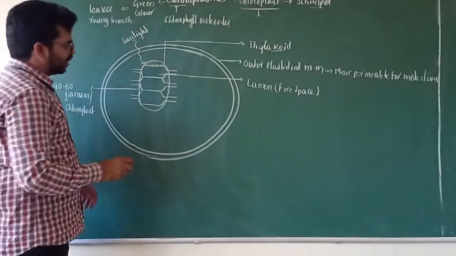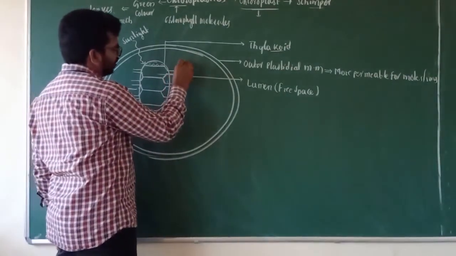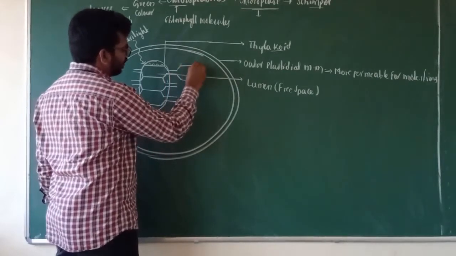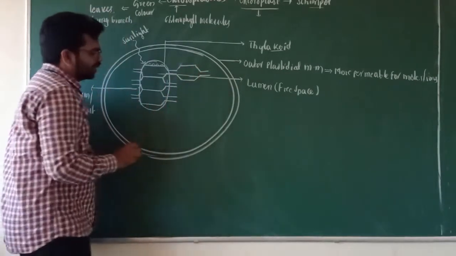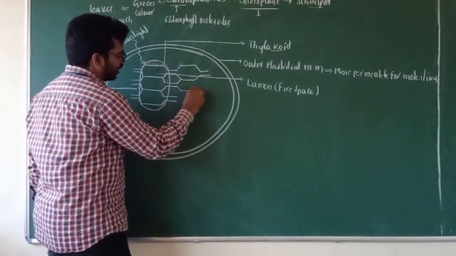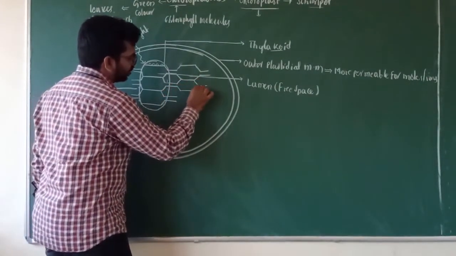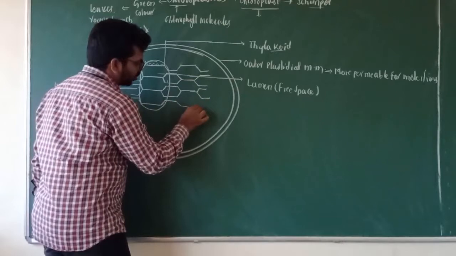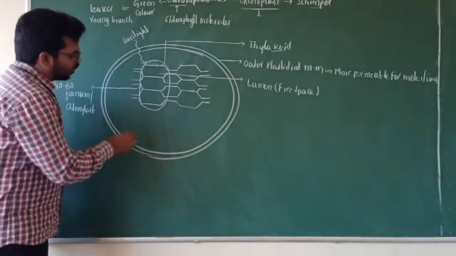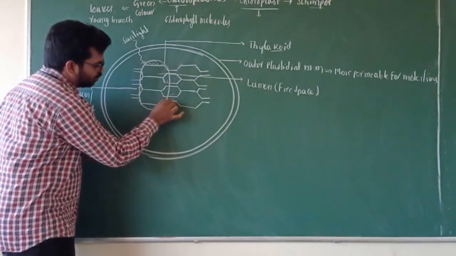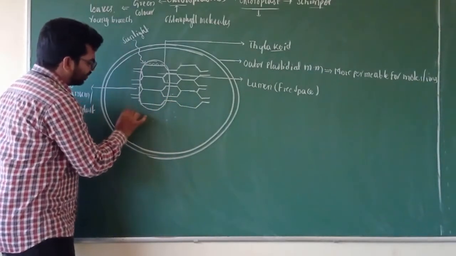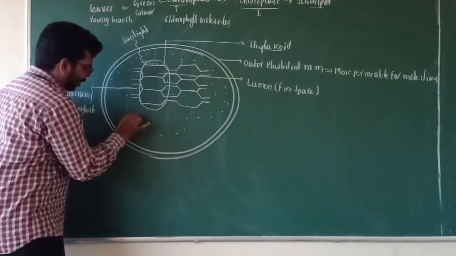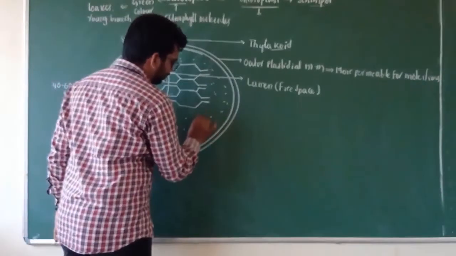Understanding, children? One granum attaches with another granum with the help of membrane connections. We call it the Fret membrane. What do we call it, children? Fret membrane, and also stroma lamellae. Why? Because it has contact with the liquid portion inside the chloroplast. What do we call it? Stroma. This is the stroma.